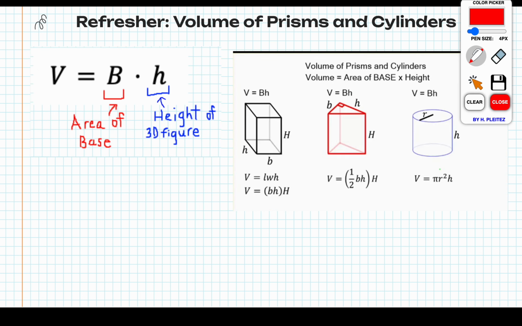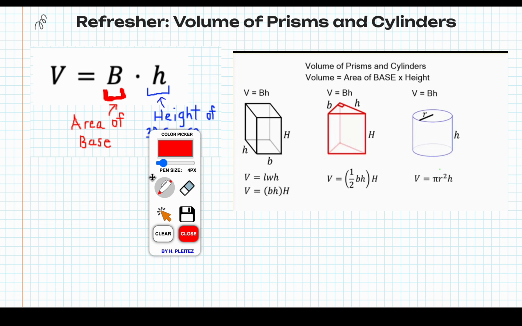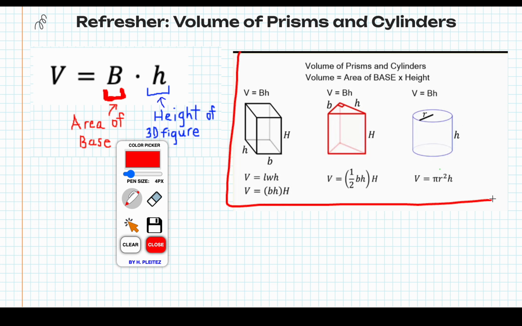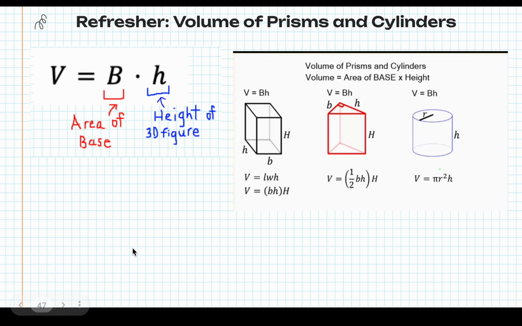Remember that volume is equal to the area of the base, and again, your base can have different shapes, and we multiply the area of that base by the height of our figure. So here are three different examples of prisms with different bases. Here we have a rectangular prism, so we do length times width as our base. Here we have a triangular prism, so 1/2 BH is going to be the area of our base. And then for a cylinder, we have pi r squared times our height.